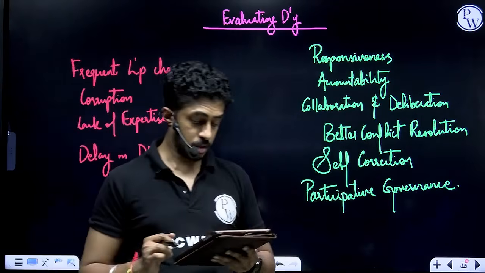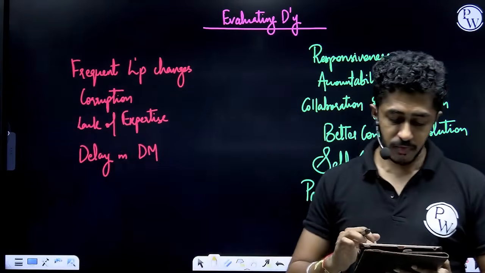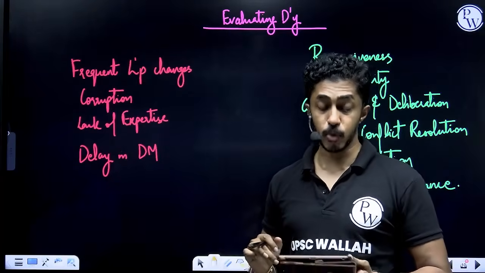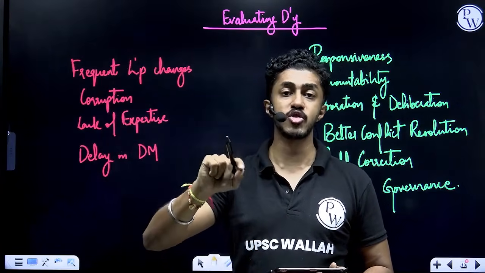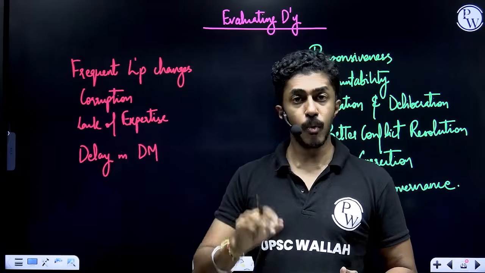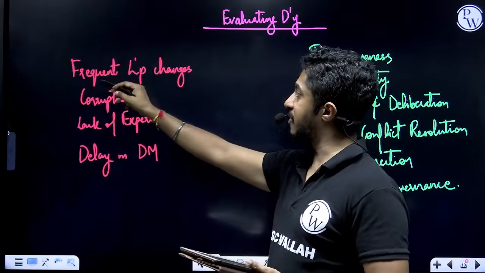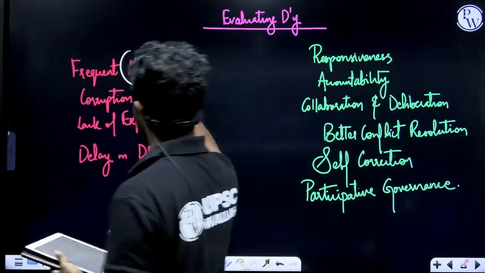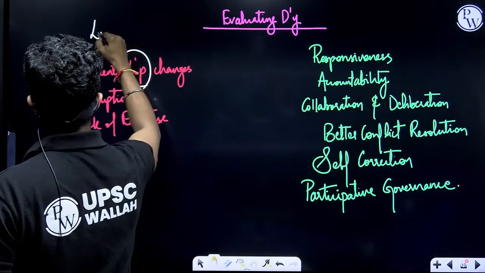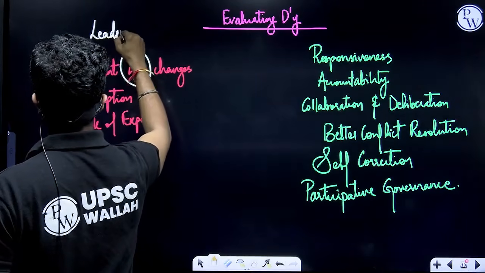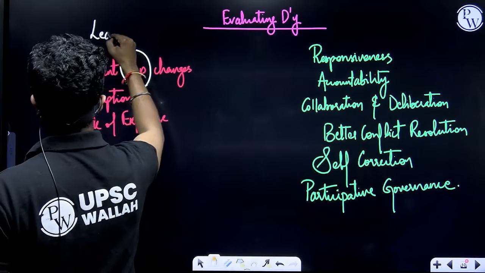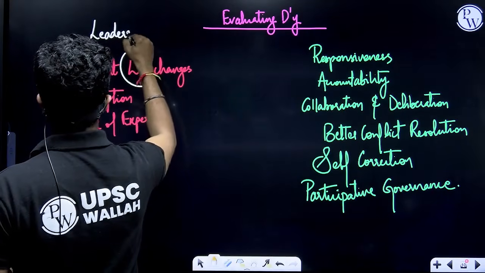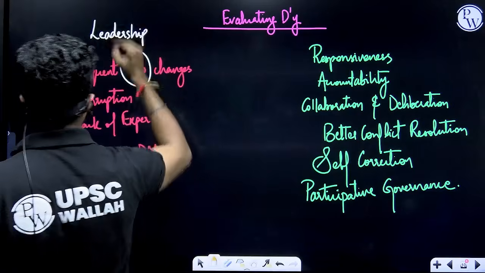Evaluating democracy, which comes on page number 25. We have arguments against democracy and arguments for democracy. So what are the arguments against democracy? Frequent leadership changes. This is my shortcut. Don't use it in your exam. This is not a standard shortcut. All right, I am writing it to save time.